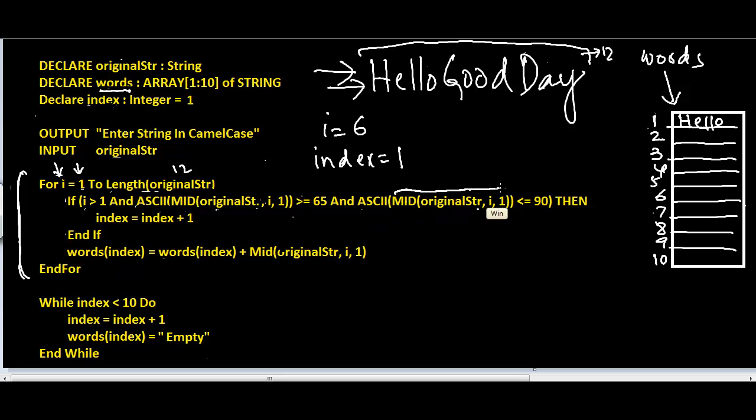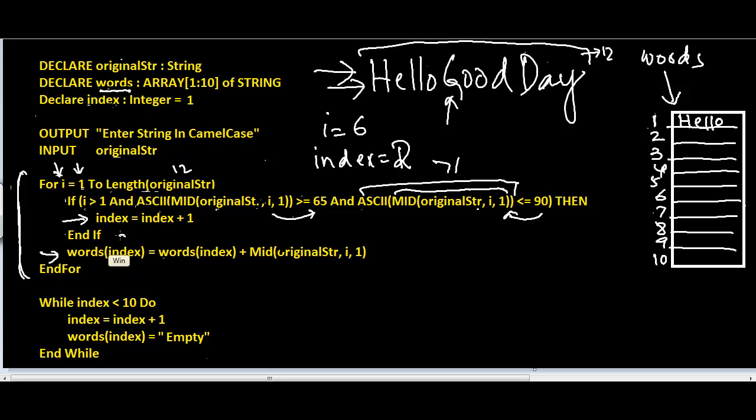Next time the loop runs, the value of I becomes 6. This mid function is going to return us the sixth character, which is going to be capital G. The ASCII code of capital G is 71, and as we can see that 71 is greater than equal to 65, and 71 is also less than 90, right? So in this case this if statement is going to get executed because all the conditions are true, and the value of index is going to be incremented by 1. So the value of index is going to become 2 instead of 1. It is now going to become 2.